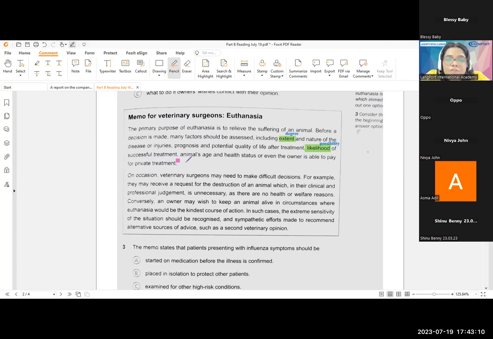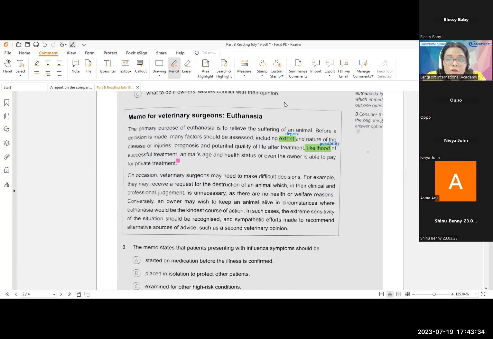Okay, I want all of you to focus here. So this memo is for veterinary surgeons and it's about euthanasia. And the first sentence says that the main purpose of euthanasia is to relieve the suffering, to take away the suffering of an animal, or to prevent the suffering of an animal. Before you make the decision for euthanasia, many factors need to be assessed, many factors need to be evaluated, such as the extent.